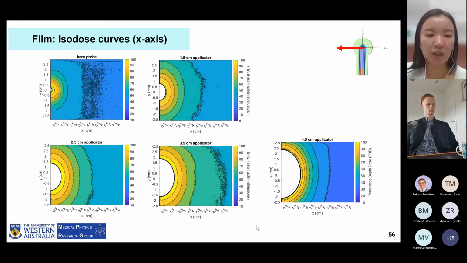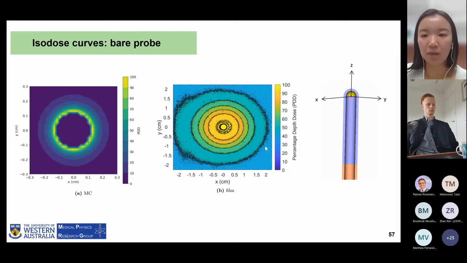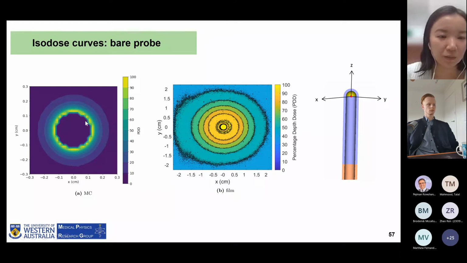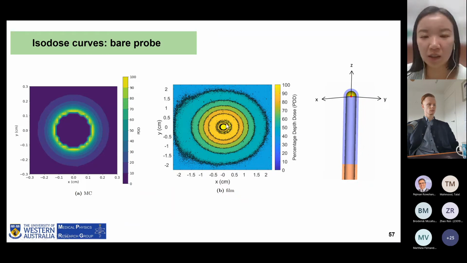What's very interesting is for the bare probe in this XY plane at Z equals 0, so just before the gold target begins, you can see a sort of build-up of dose. The left one is from Monte Carlo. It looks a bit pixelated because of the voxel sizes. But yeah, you can see that the dose builds up to the yellow before it decreases again. And the same thing can be observed in film. The dose builds up and then decreases yet again. Just take note that that yellow region in the center is actually the hole cut out from film.